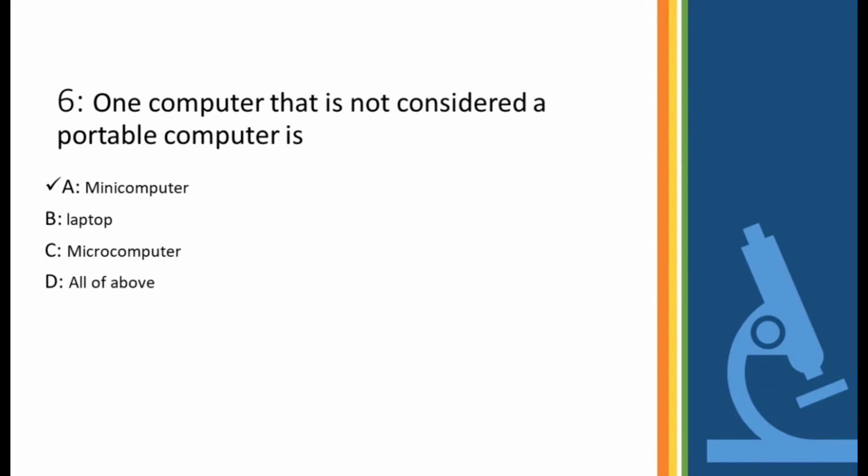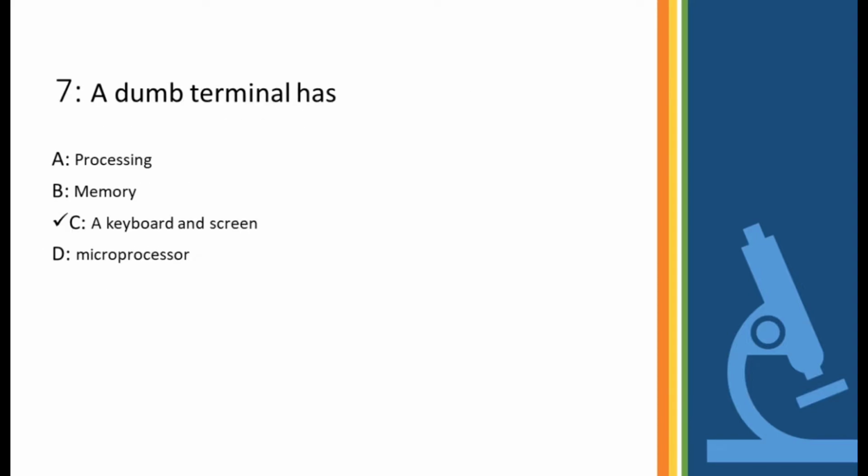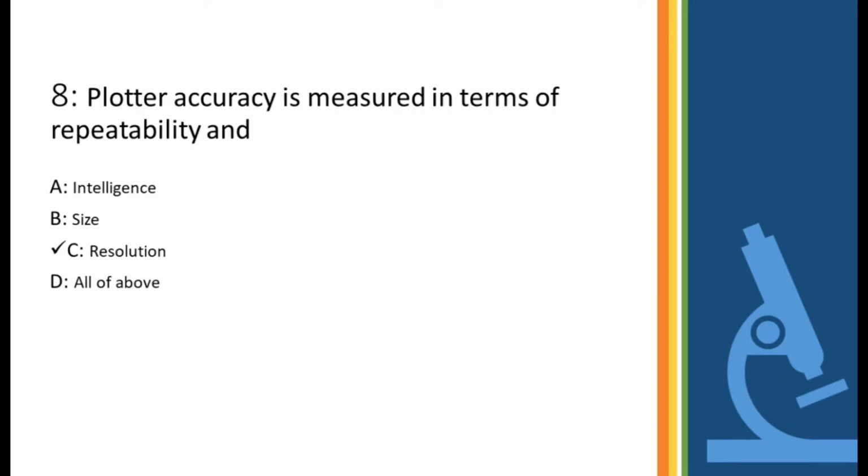One computer that is not considered a portable computer is, the correct answer is A, mini computer. A dumb terminal has, the correct answer is C, a keyboard and screen.